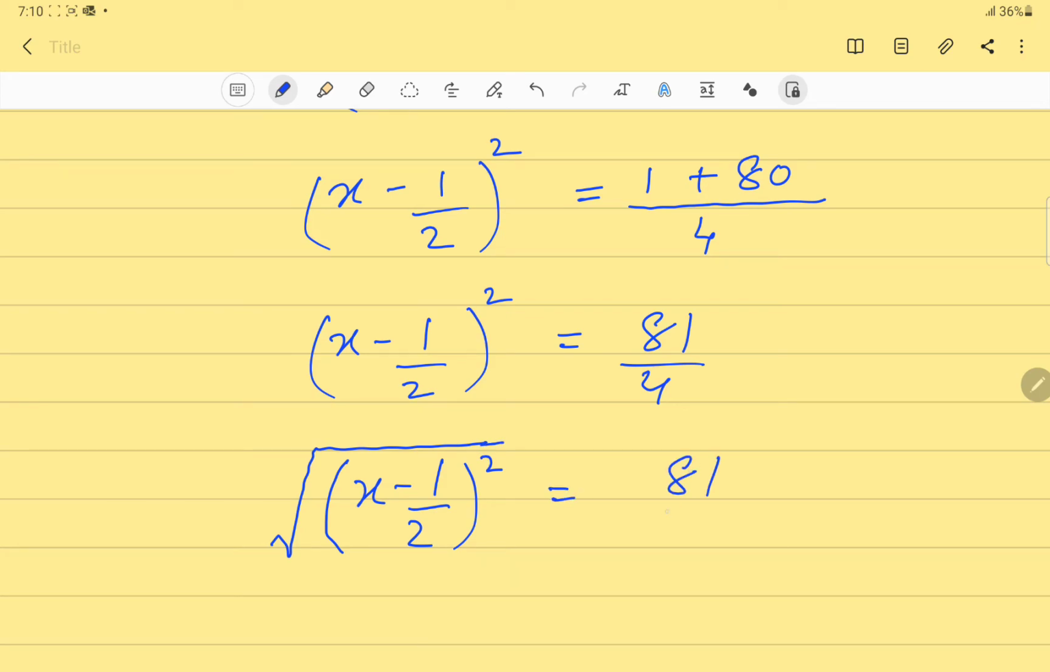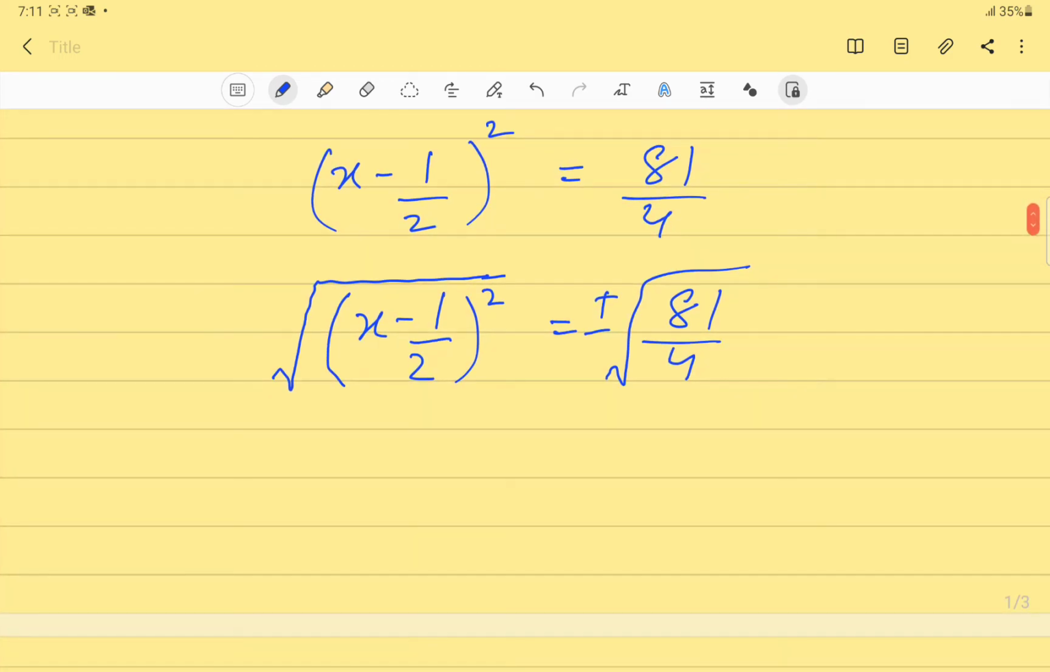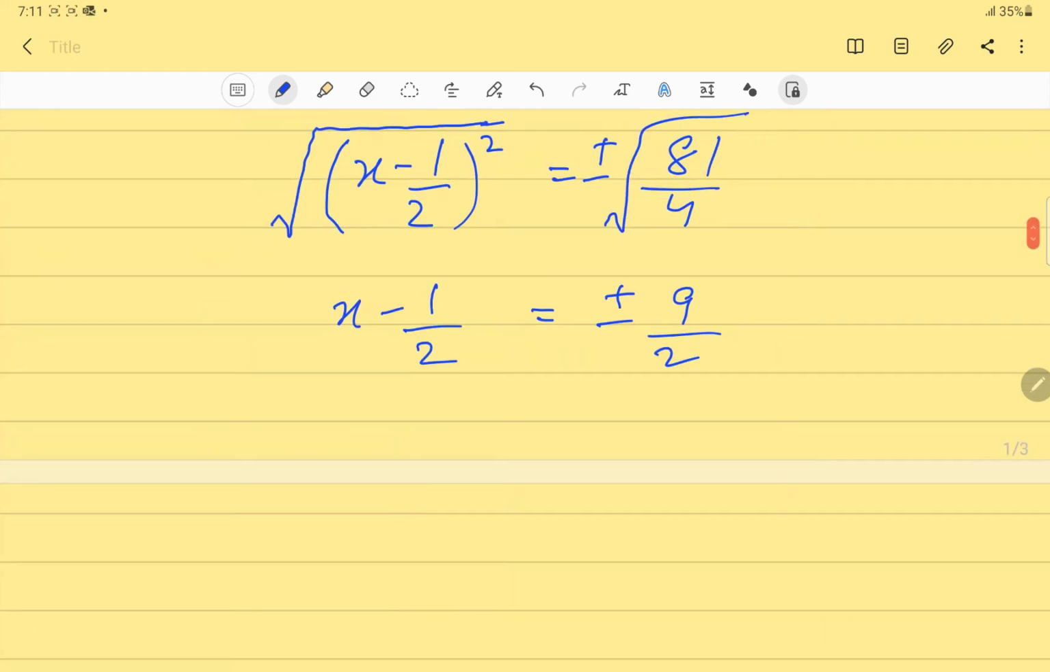Now we will apply the square root on both sides, and please don't forget to write plus minus, because the square of any positive number or any negative number is always positive. So minus 9 over 2 squared will also be 81 over 4, and 9 over 2 squared will also be 81 over 4. So x minus 1 over 2 is equal to plus minus 9 over 2. So our x is equal to 1 over 2 plus minus 9 over 2.